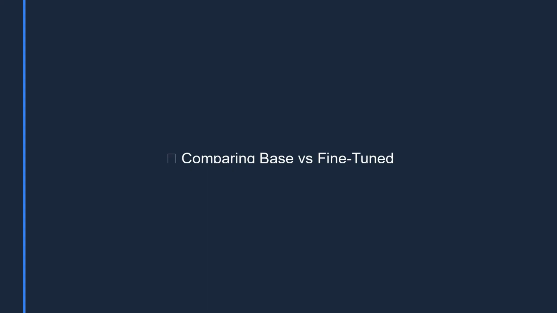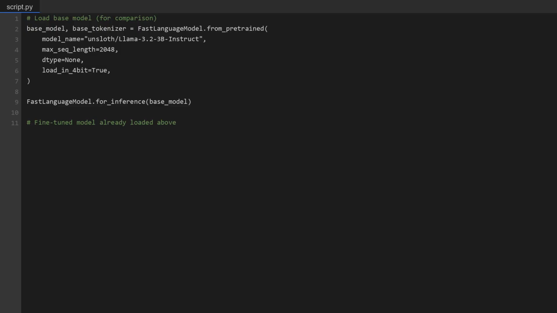Training time estimates. To know whether fine-tuning actually helped, you need a reference point. This code loads the original Unsloth Llama 3.2 3B instruct base model, the same weights your fine-tuned model started from, as a separate object called base_model. The parameters are identical.